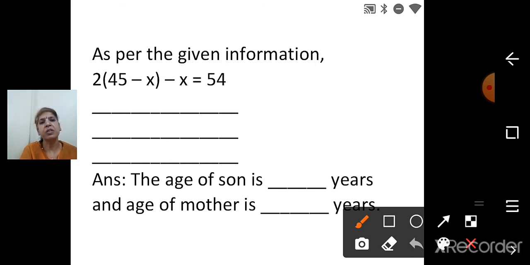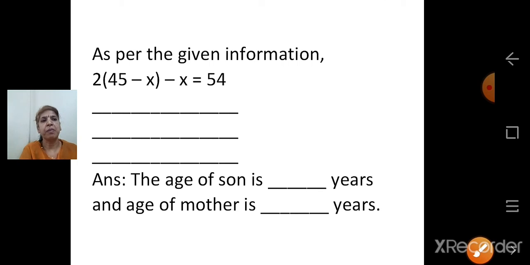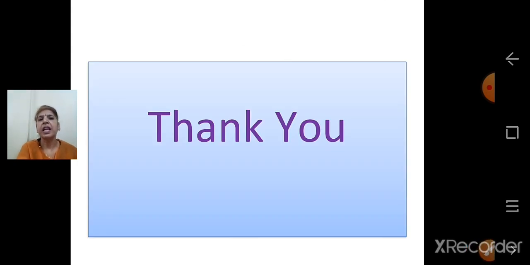You know how to solve the equations, children, right? Solve the equation, get the answer. Son's age is x, you write there, then you write mother's age, which is 45 minus x. So this is the assignment question you have to complete. So children, here we have completed chapter 12, and we have learned how to solve equations and how to solve word problems.